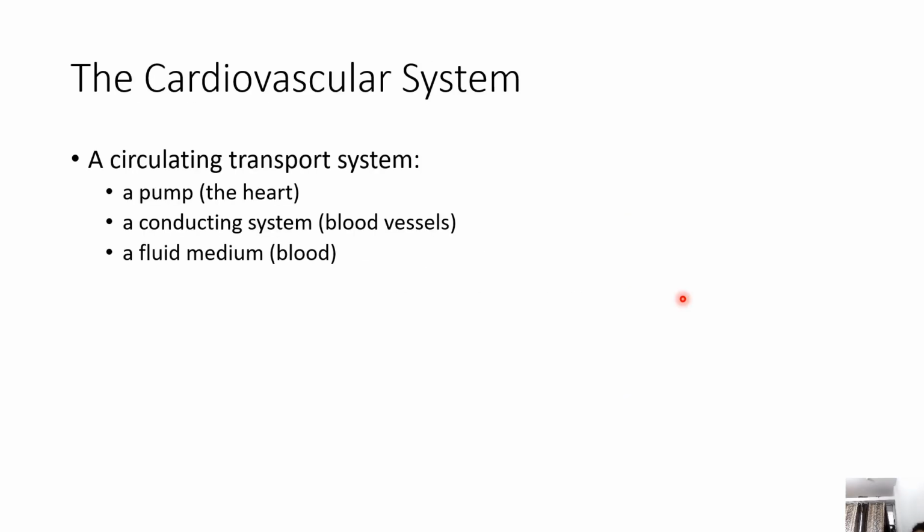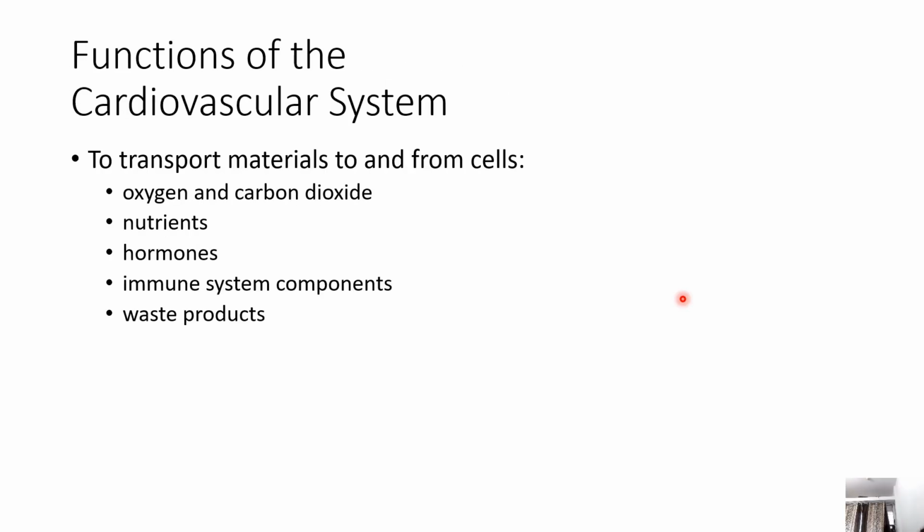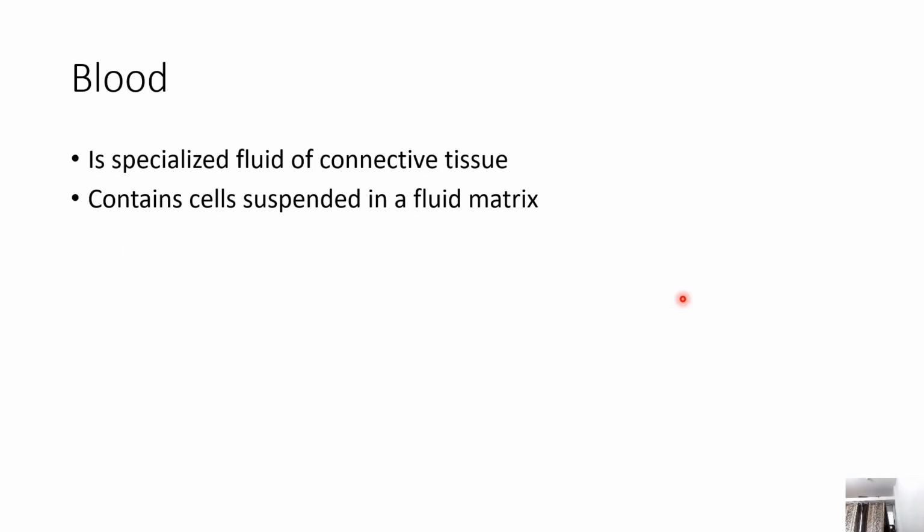Now, what do you know about the cardiovascular system? So, it's a circulating transport system. There's a pump, which is the heart, a conductive system, that is the blood vessels, and a fluid medium, the blood. Now, the function is basically to transport materials to and from cells: oxygen, carbon dioxide, nutrients, hormones, immune system components, waste products, etc.